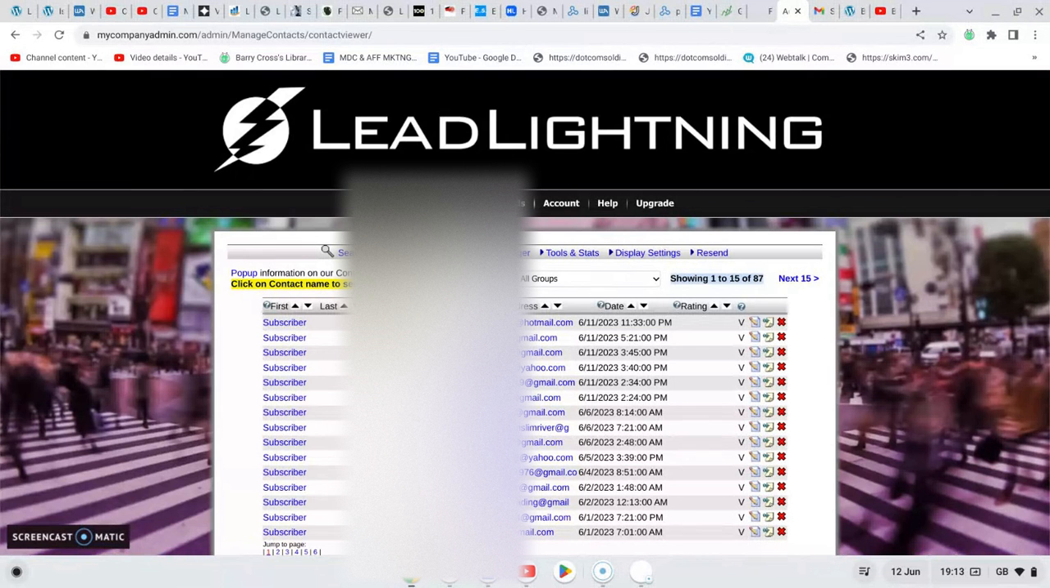I have blurred out the members' information for privacy, but the same thing happens with Lead Lightning, in that the system follows up automatically. You don't even need an autoresponder, even if you upgrade to Lead Lightning. So Lead Lightning is a one-time $7 payment.